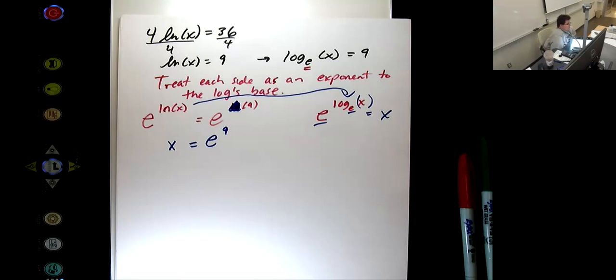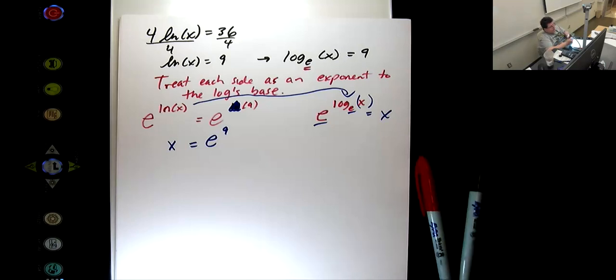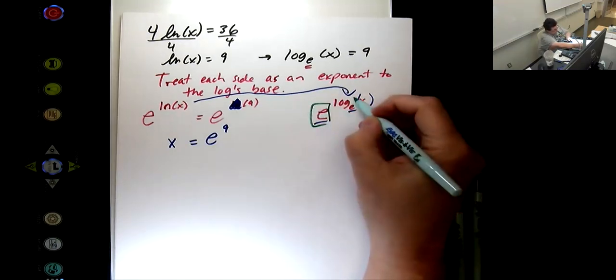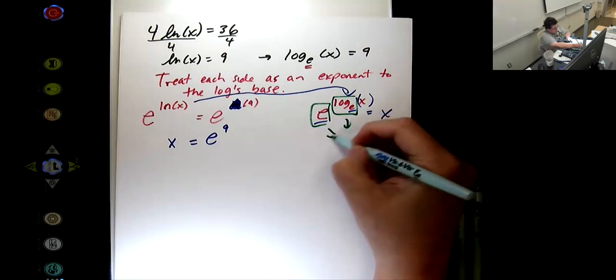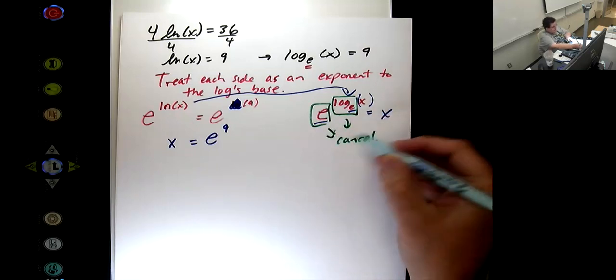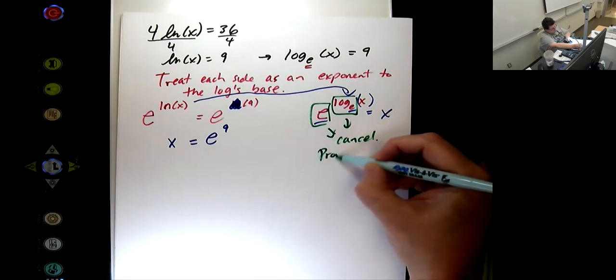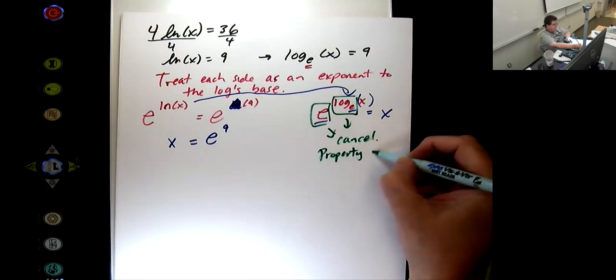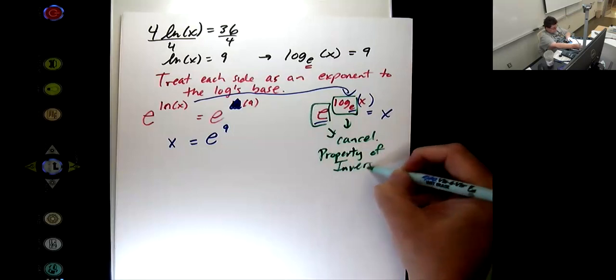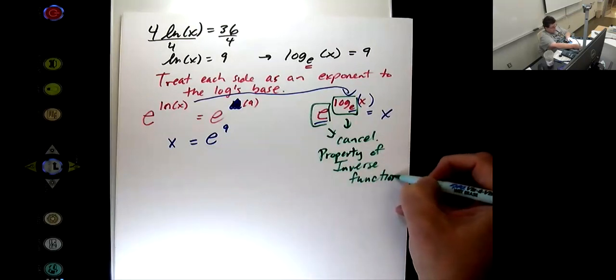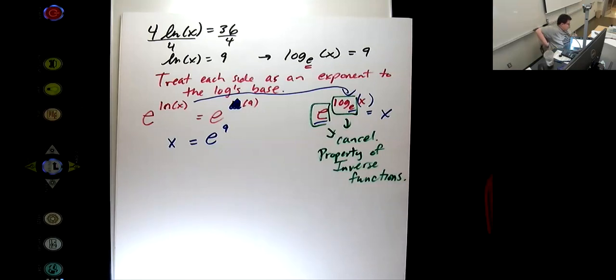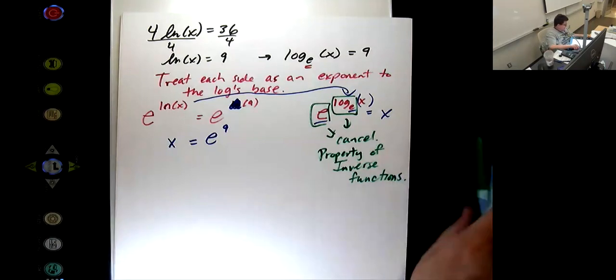Do I basically like cancel it out? Yeah. When you have the base here and you have log base here, these cancel. It's a property of inverse functions. So if you have, say, 9 to the log base 9 of x, we raise it to the 9th power. Let's look at it. We got a different one coming up.